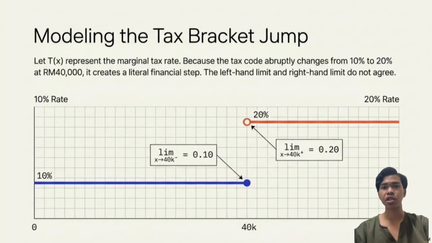Once income reaches 40,000 ringgit, this creates a literal financial step rather than a smooth transition. From a mathematical standpoint, this is a classic case of discontinuity because the left hand limit and the right hand limit do not agree.